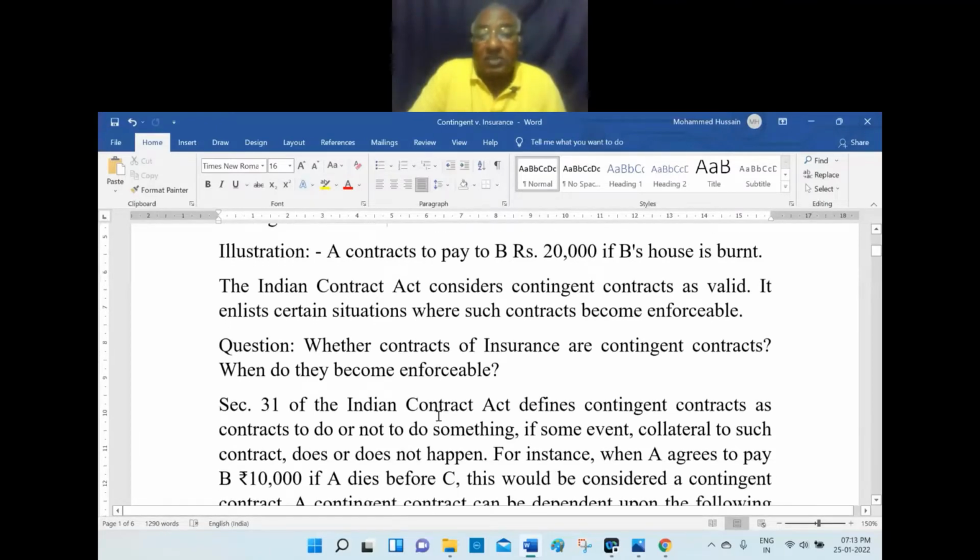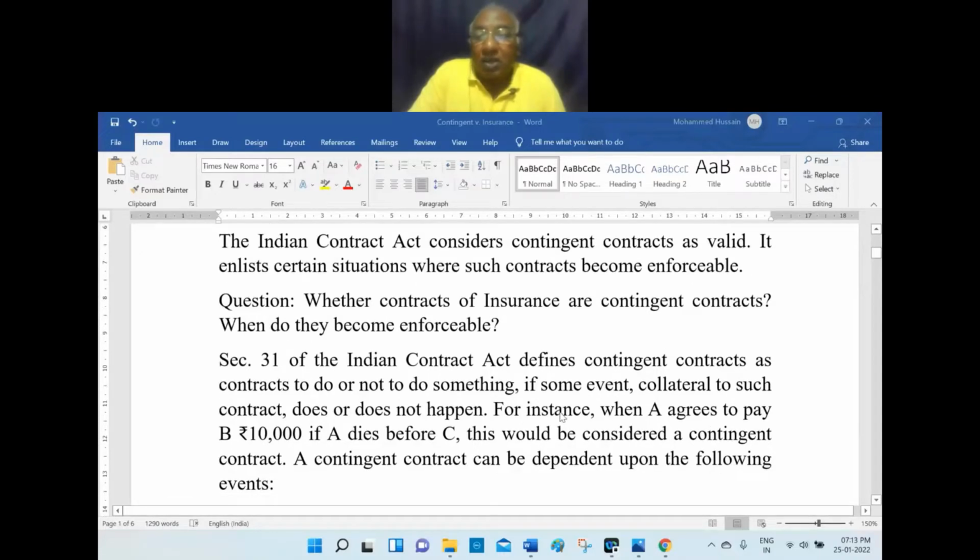The Indian Contract Act considers a contingent contract as valid. It enlists certain situations where such a contract becomes enforceable. Depending upon the condition and the circumstances, it will be decided whether such a contract is enforceable or not. Now let us see whether insurance contracts are contingent contracts, and when they become enforceable.